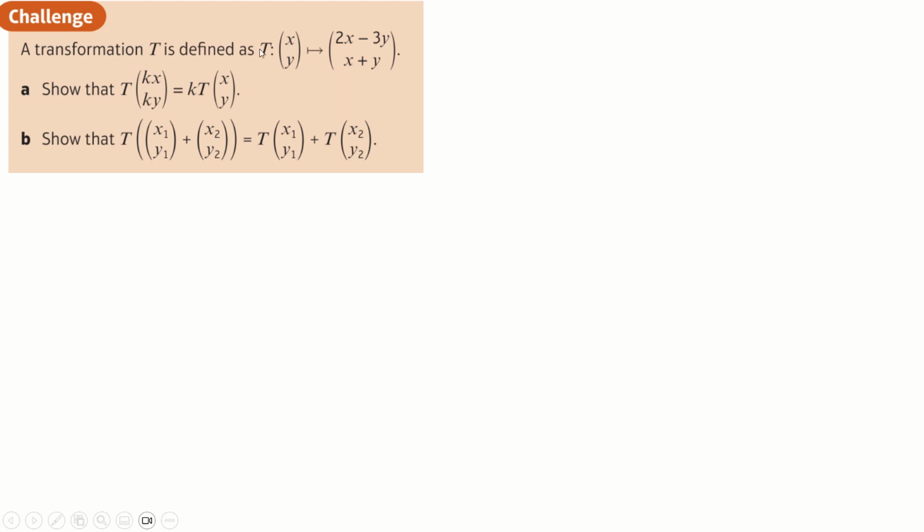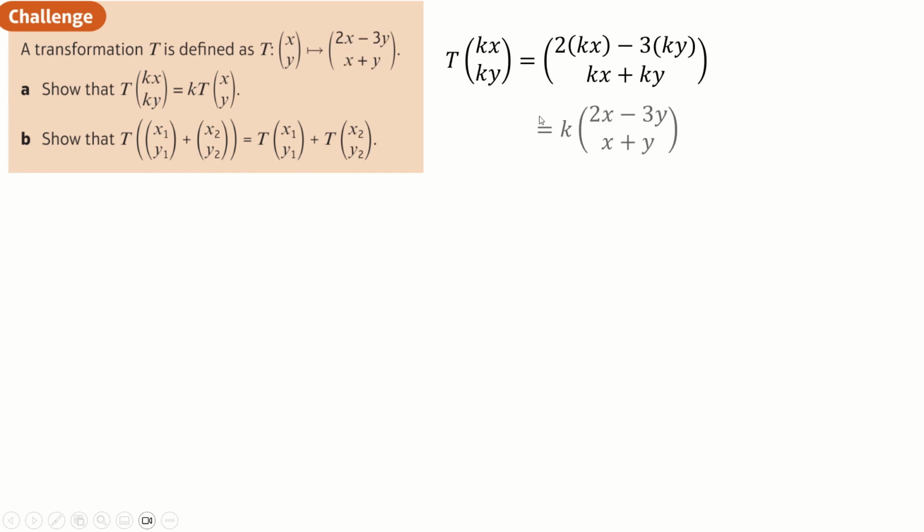Good. Now, you could do this by considering T to be a matrix of the form 2, minus 3 this way and then 1, 1 this way. Otherwise, you can literally just say, well, if you shove kx, ky into it, this becomes 2 times kx minus 3 times ky. You can factorize out a k from all of that, and this is just k lots of what T of (x, y) is based on this definition here. So I just did that.